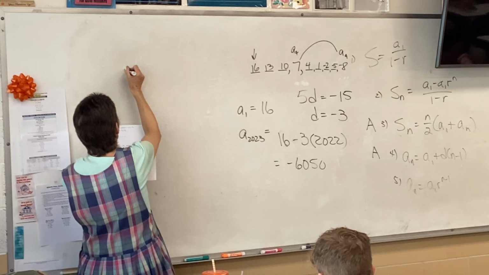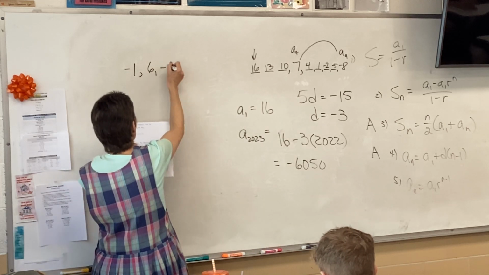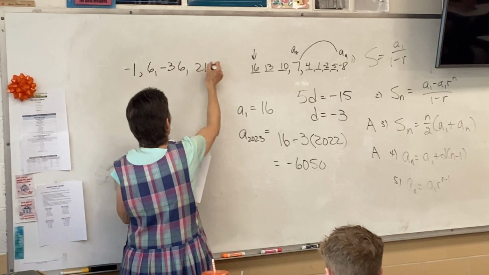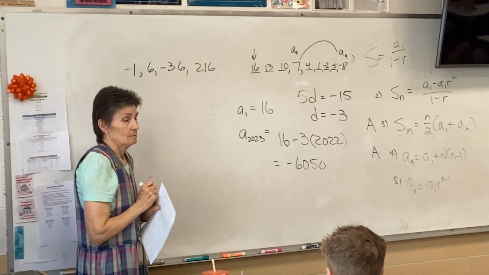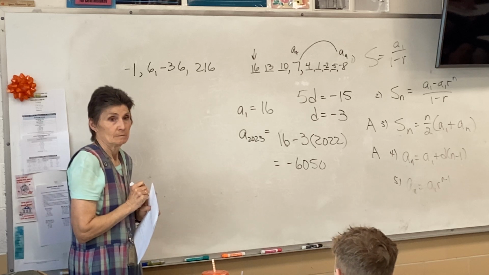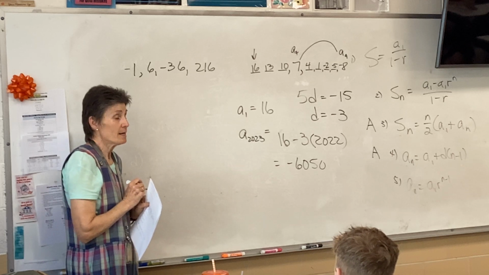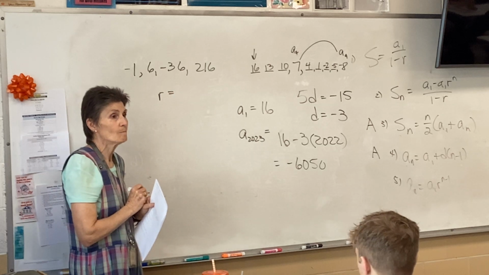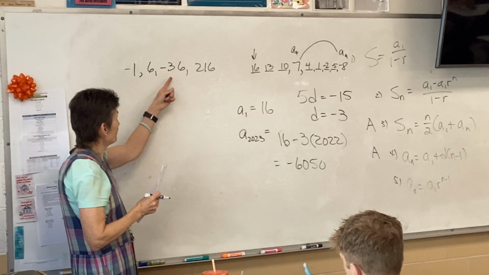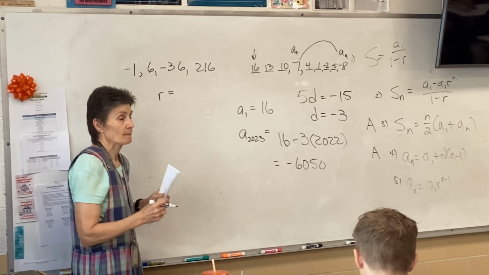What kind of a sequence do I have here? Geometric. And if it's geometric, it has to have a ratio. So what am I multiplying by? Negative 6.